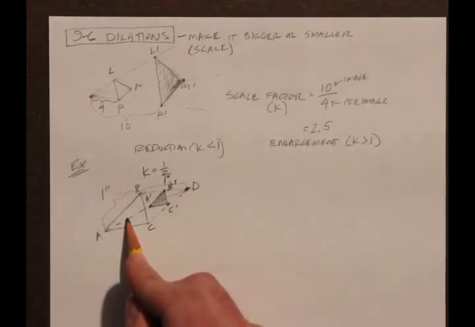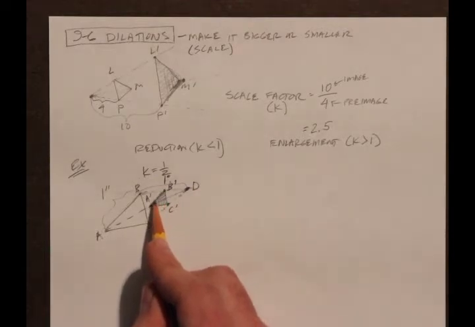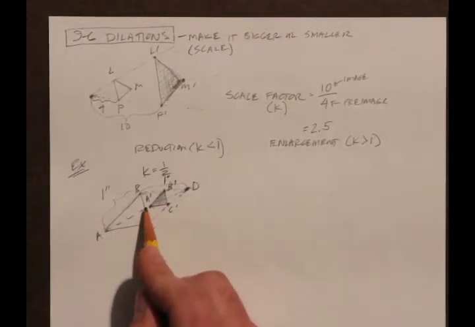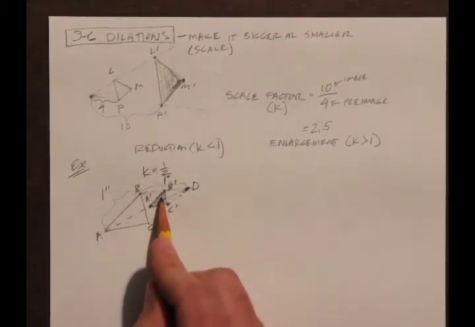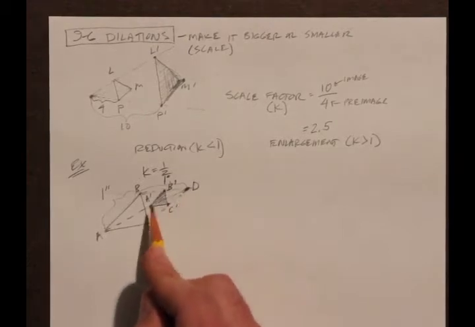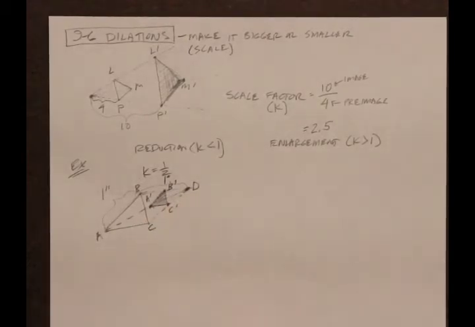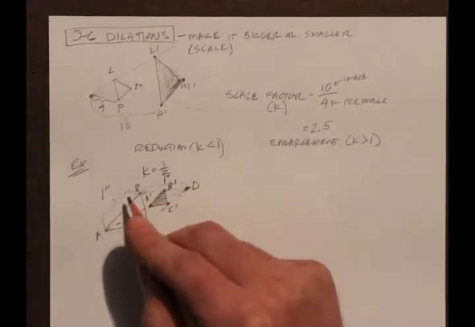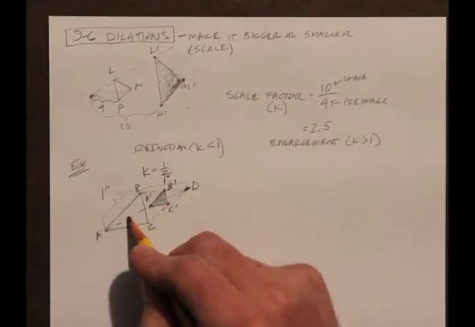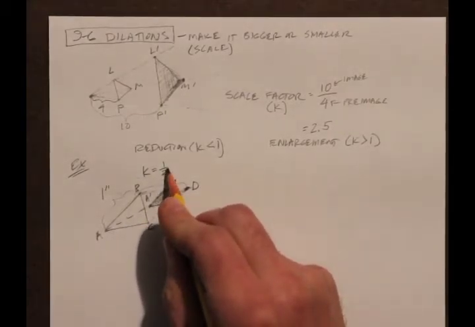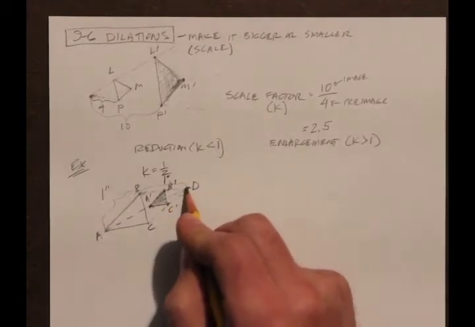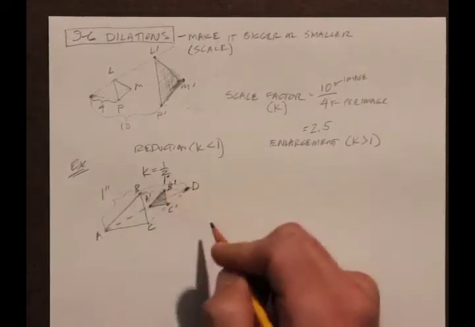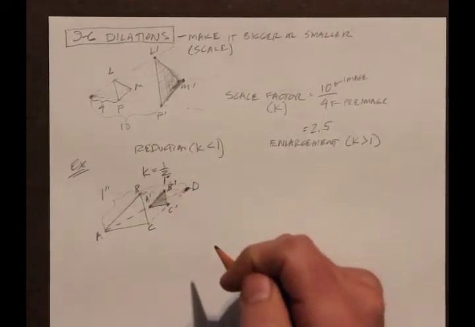The image and the pre-image. The pre-image is this size, and the image is half the size of the pre-image. Now, that is a reduction. Notice the pre-image is larger than the image. We reduced it by half, and we used the distance from the point of dilation to scale this. That's probably the easiest way to do this.